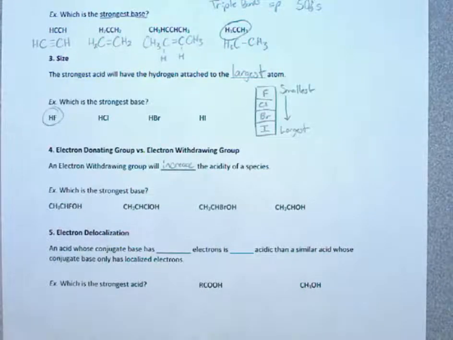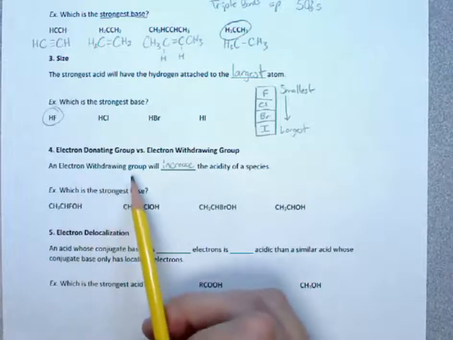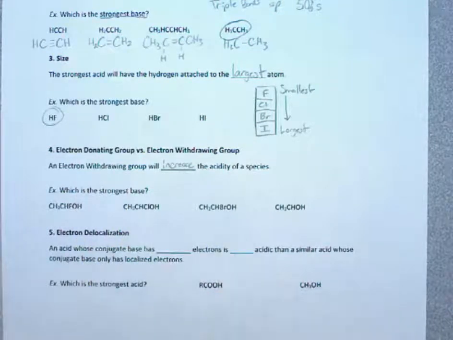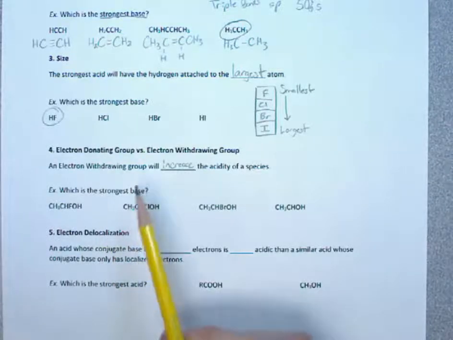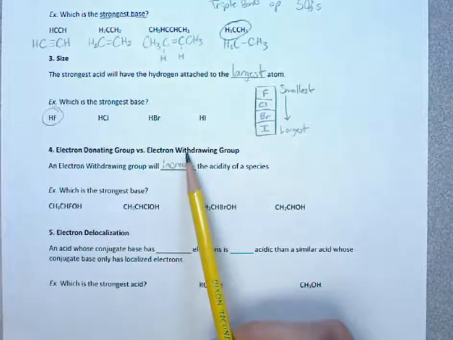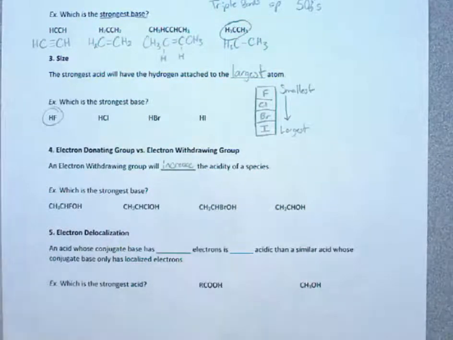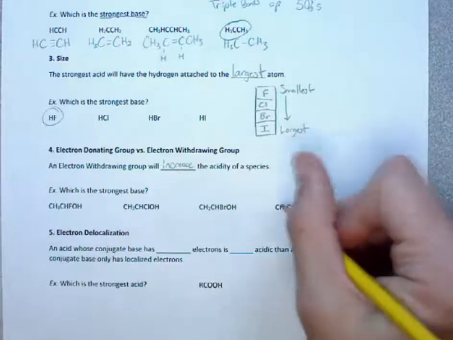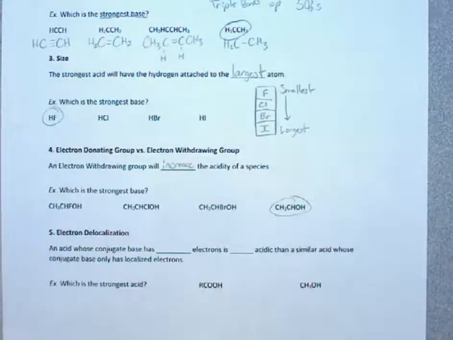And so a halogen is an electron withdrawing group because these halogens have generally high electronegativity. So if we want the strongest base, we want something that has an electron donating group or does not contain any electron withdrawing groups. And so that leaves the correct answer as ethanol, because these 3 halogens are all classified as electron withdrawing groups.